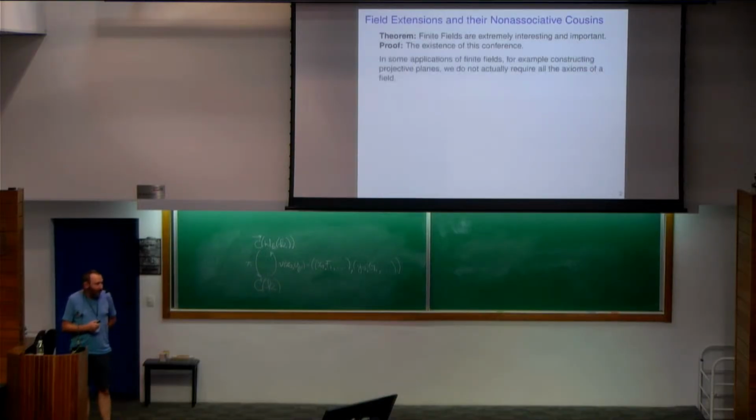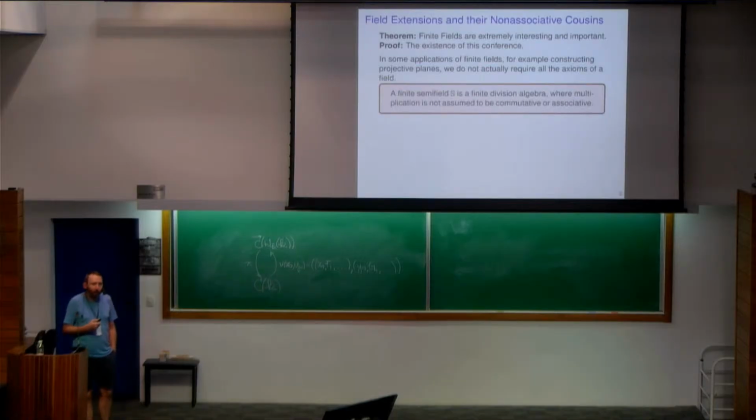But often when you're trying to do things using finite fields, sometimes you don't actually need all of the axioms in order to achieve what you're trying to do. So for example, constructing a projective plane, you don't actually need associativity of multiplication. So if you don't need it, why not throw it away? So a finite semifield is basically just a finite division algebra where multiplication is not assumed to be commutative or associative.